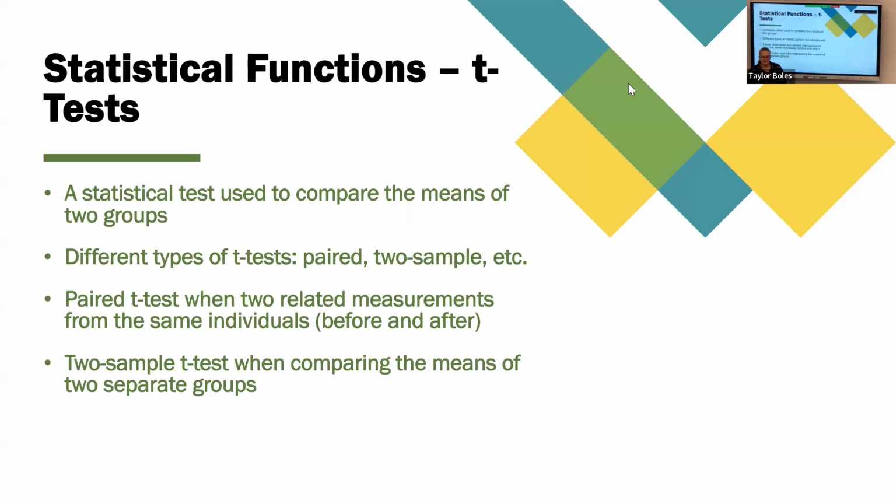So for statistical tests, we'll talk about t-tests. T-tests can be paired or 2-sample. It's a statistical test used to compare the means of 2 groups. A paired t-test is when you're comparing 2 measurements from the same individuals before and after something happened. And then a 2-sample t-test is when you're comparing the means of 2 separate groups. So we're going to show you an example of a paired t-test in this data.